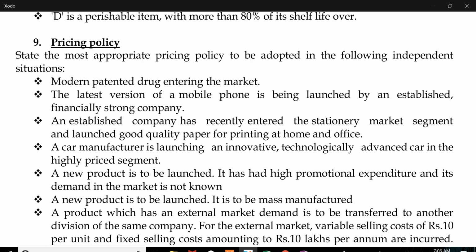Latest version of a mobile phone launched by an established financially strong company. Not sure, can be skimming, can be penetration, whether you are trying to enter into the market or you are currently there in the market. Established in which industry, I am not sure. Are you established in the mobile phone industry itself? Can be skimming, can be penetration, both I have a logic behind it. Let's see what it is.